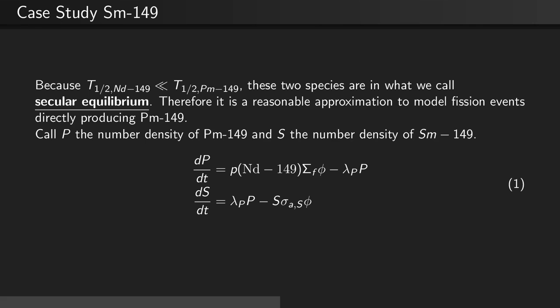Then the time rate of change of the samarium-149 concentration is equal to the source from the P decays minus the probability that a neutron is absorbed by the samarium-149.